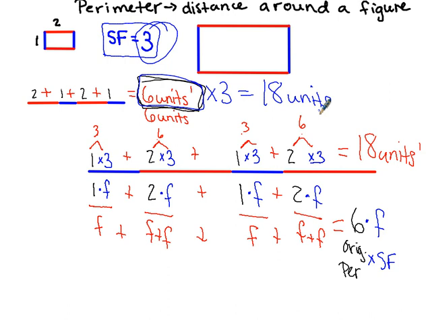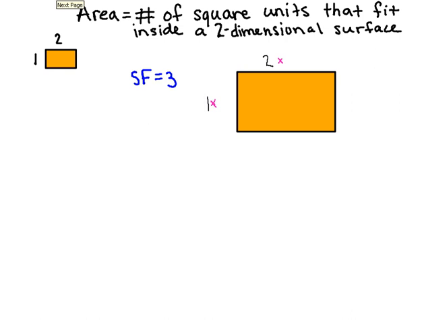There are also some patterns that happen with area, so we're going to look at that now. We have the same shapes, but instead we are looking at area. Area is the number of square units that fit inside of a two-dimensional surface. It is measured in squares because squares take up space. They also have 2 dimensions.